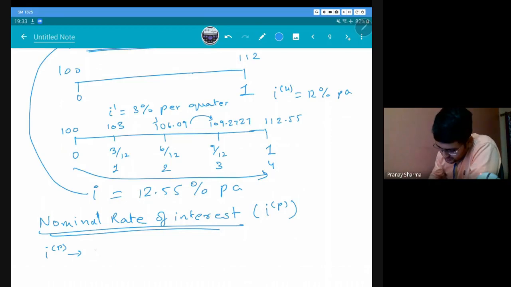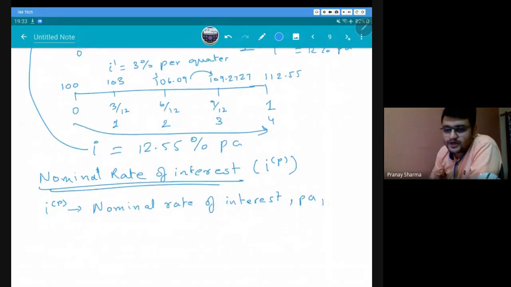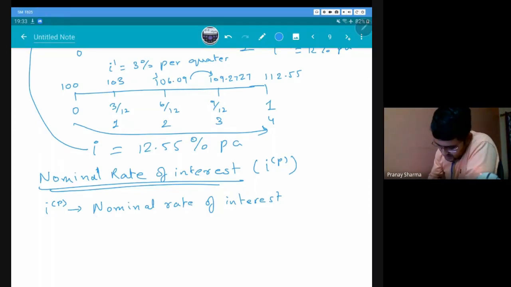So we say this is nothing but nominal rate of interest per annum. So it is always represented on a per annum basis. Even if I don't write per annum, that is okay, because it will always be on a per annum basis.